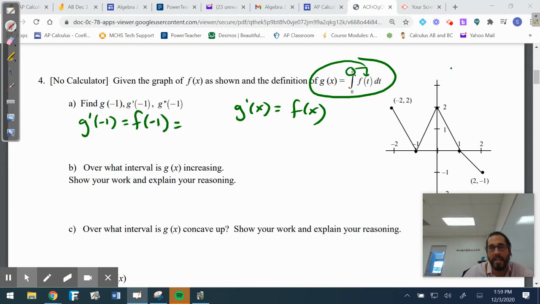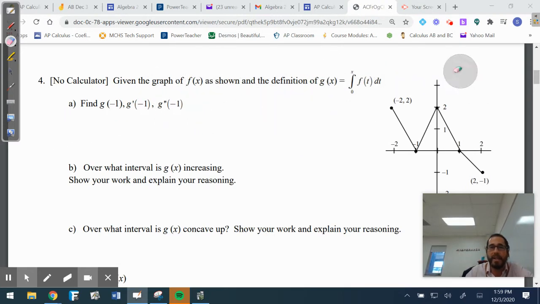Well, f of negative 1, it says that this right here is the graph of f. f of negative 1, oh snap, it's right there. It is just zero. Let's check it. Sweet. 2 of 2. Let's go. Let's see if we can hit that three-peat. Let's see if we can go 3 of 3.